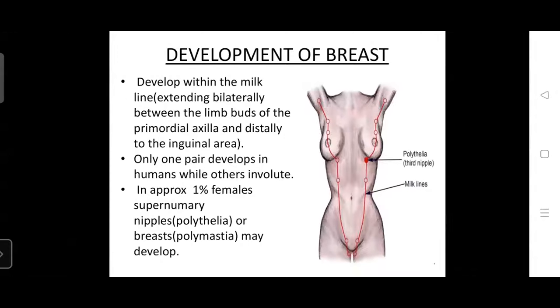Surgical anatomy of the breast is incomplete without a brief talk on the development of the breast. The breast develops within the milk line, which extends bilaterally between the limb buds, from the primordial axilla proximally to the inguinal area distally. In humans as well as in most mammals, only one pair develops in the pectoral region, while all other buds involute. In approximately 1% of females, however, supernumerary nipples or breasts can develop. These lead to developmental anomalies known as polythelia for supernumerary nipples and polymastia for supernumerary breasts.